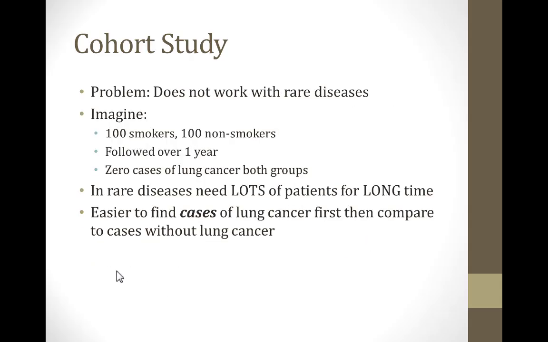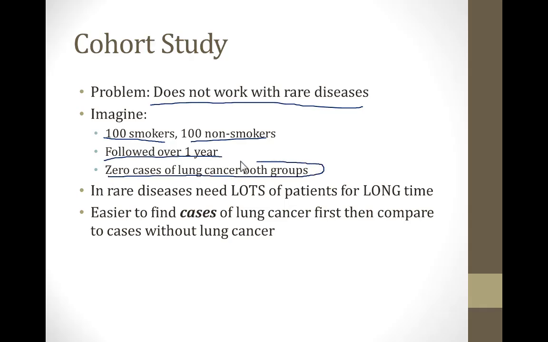Cohort studies represent powerful epidemiological evidence of how much exposure and risk factors increase the risk of disease, but they have one big problem. They don't work with rare diseases. Imagine you found 100 smokers and 100 non-smokers and you followed them over a year. You might find 0 cases of lung cancer in both groups. Lung cancer is very rare, even among people who smoke. So we might suspect that smoking leads to lung cancer, but doing a cohort study like this would give us results that we can't rely on.